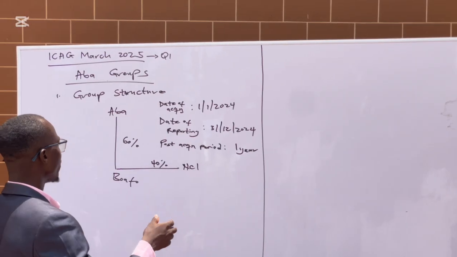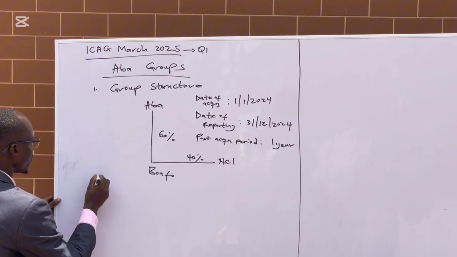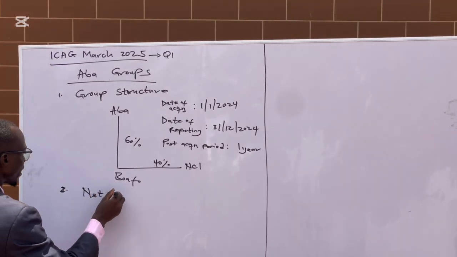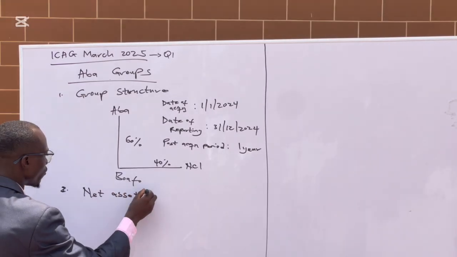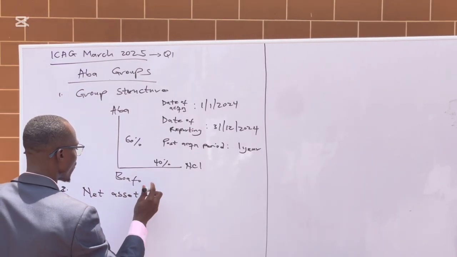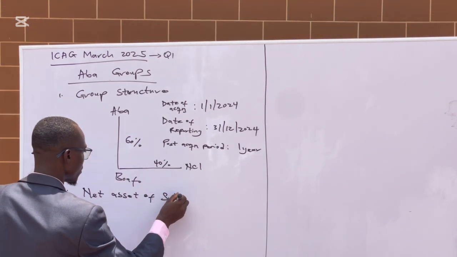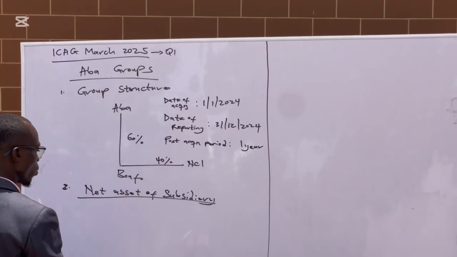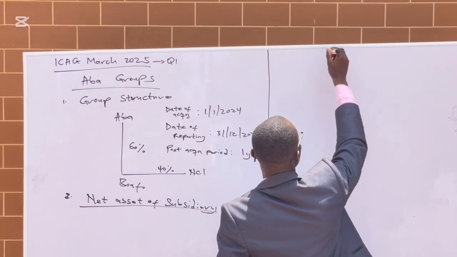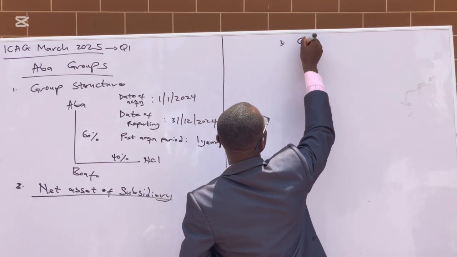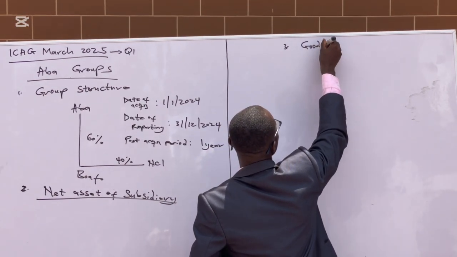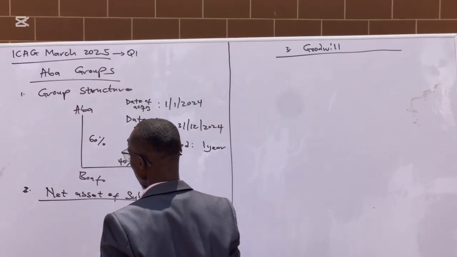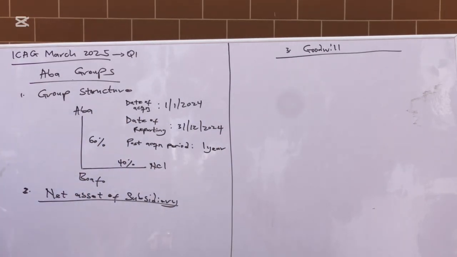So now, because of this info, let me bring here our workings 2. The workings 2 will be the net asset of the subsidiary. The subsidiary is Boafo. The net asset of subsidiary. So I'll bring all those stuff here. Let me bring the workings 3 here: goodwill. Anything that I read, I will just bring it up, then we follow up with that.